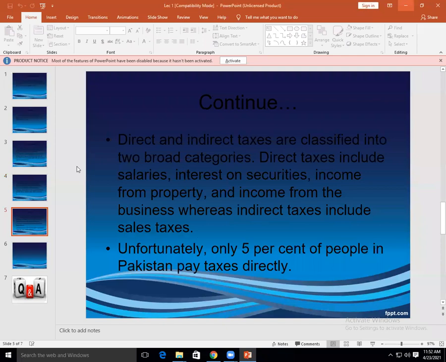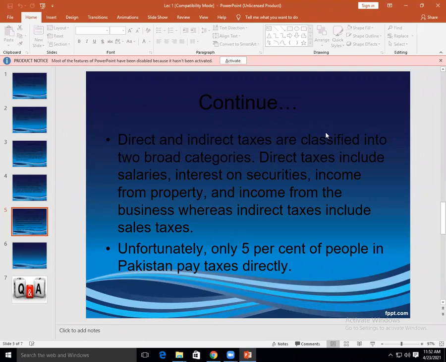Taxes are classified as direct and indirect. Taxes can be direct, taxes can be indirect. Direct taxes include salaries, interest on securities, income from property, and income from business, whereas indirect taxes include sales tax, as we discussed in the previous lecture. Unfortunately, only 5% of people in Pakistan pay taxes directly. As I discussed in the previous lecture, it is quite unfortunate that only 5% of the people pay taxes to the government, because 95% of the people are living at the cost of 5% people.